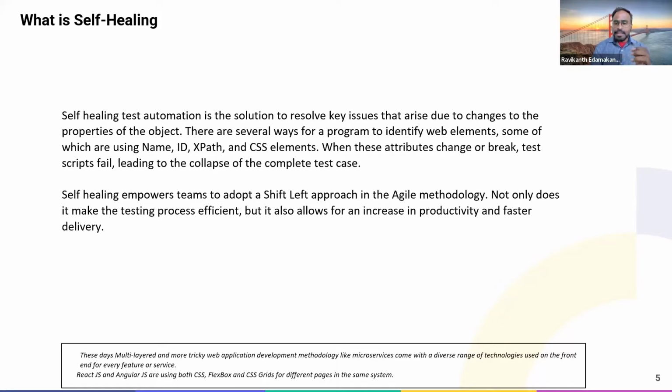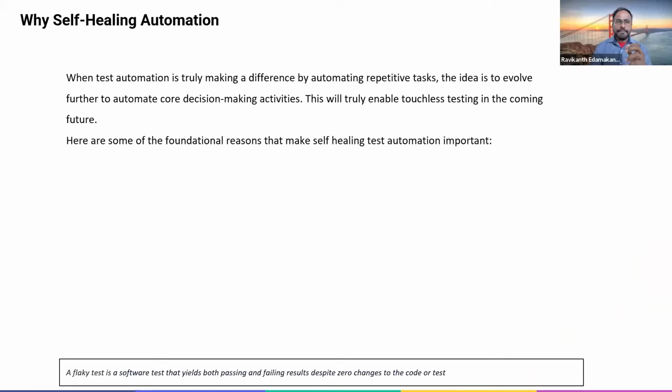Now when these attributes change or break, test scripts fail, leading to the collapse of your entire test case. So self-healing empowers teams to adapt to all these changes, and it adopts a shift-left approach in the agile methodology. So not only does it make the testing process efficient, but also it allows for self-healing automation. When we talk about test automation, it is truly making a difference by automating your repetitive tasks.